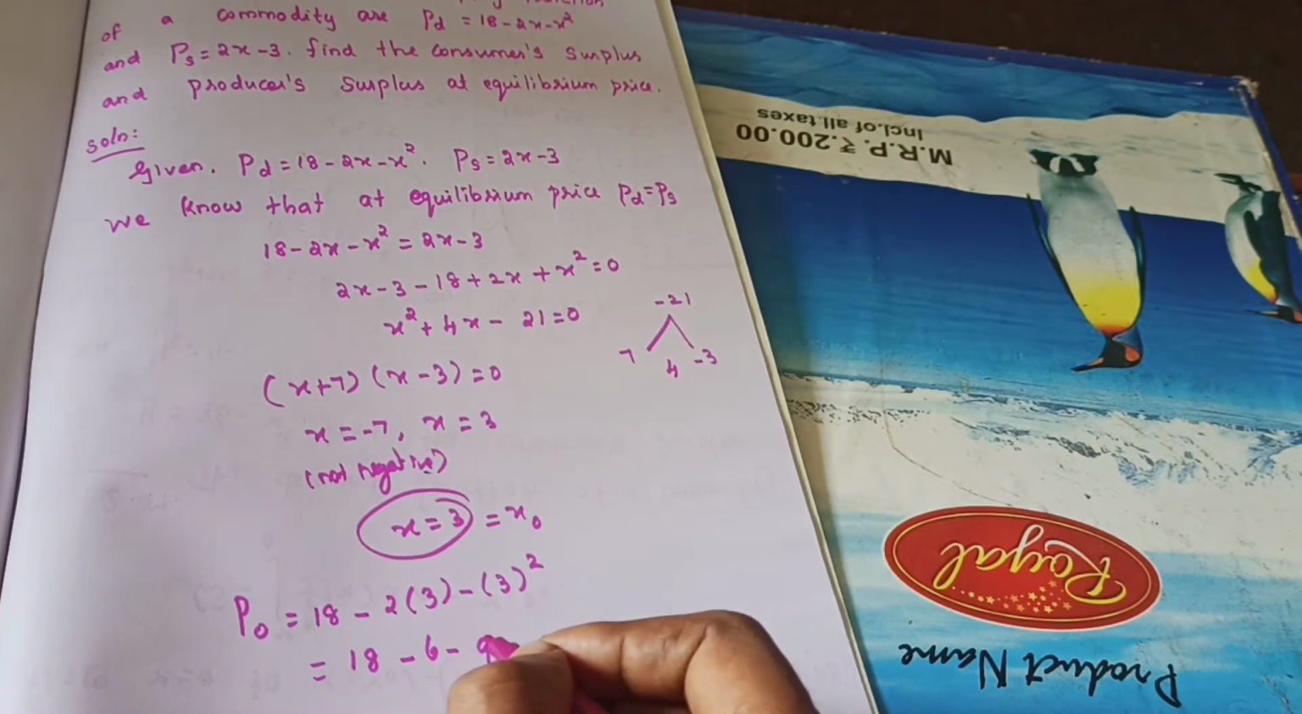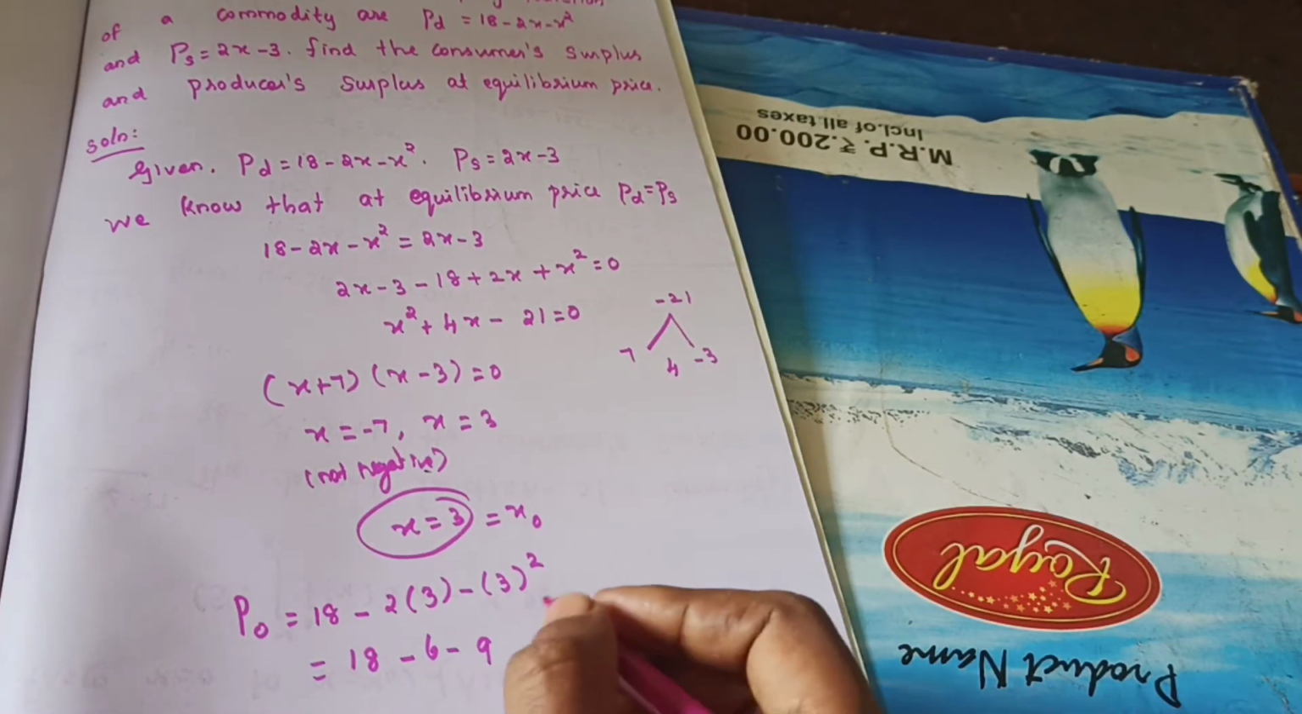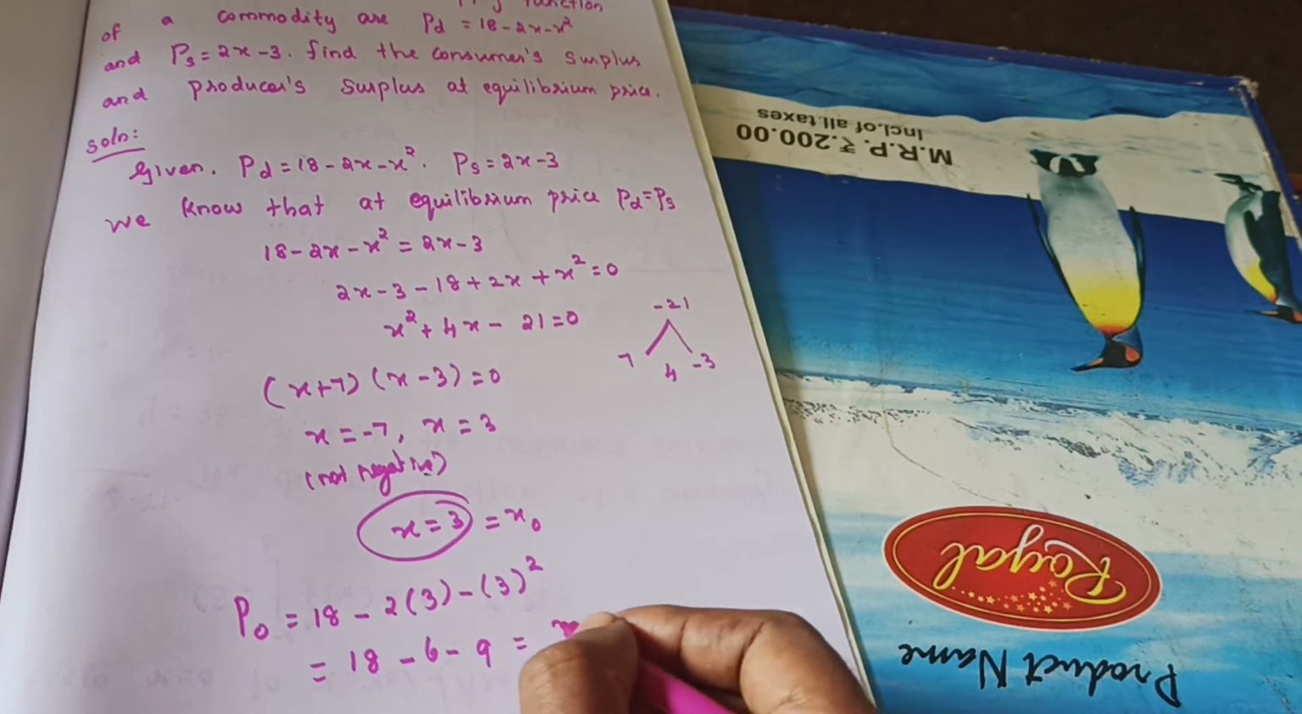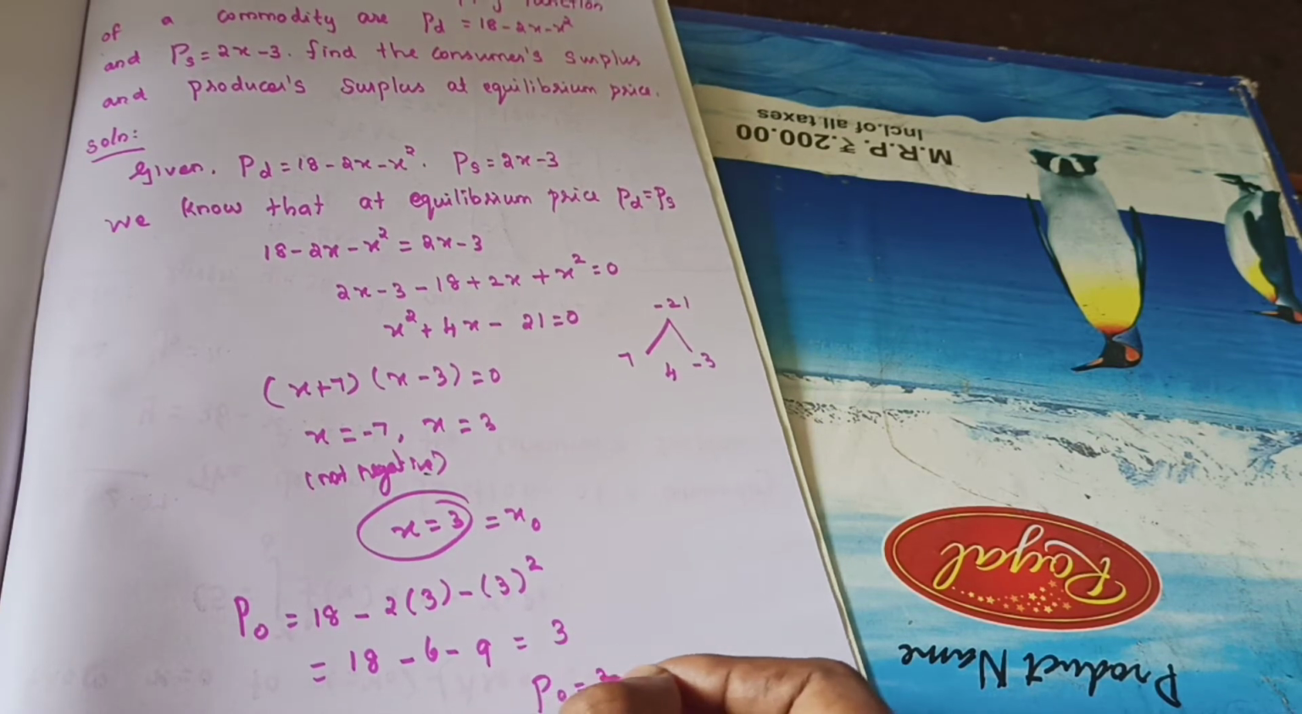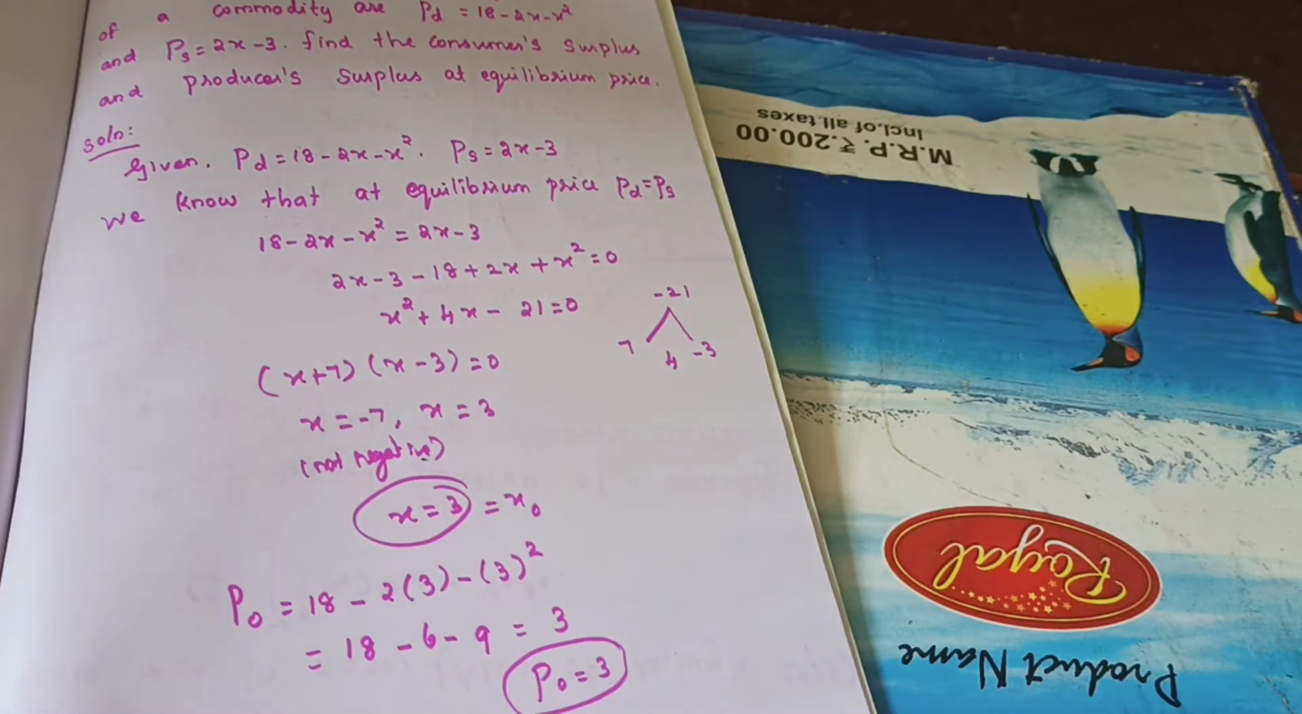6 minus 9. Then 18 minus 15 means 3. So P naught equal to 3. We have found out the value of P naught also.